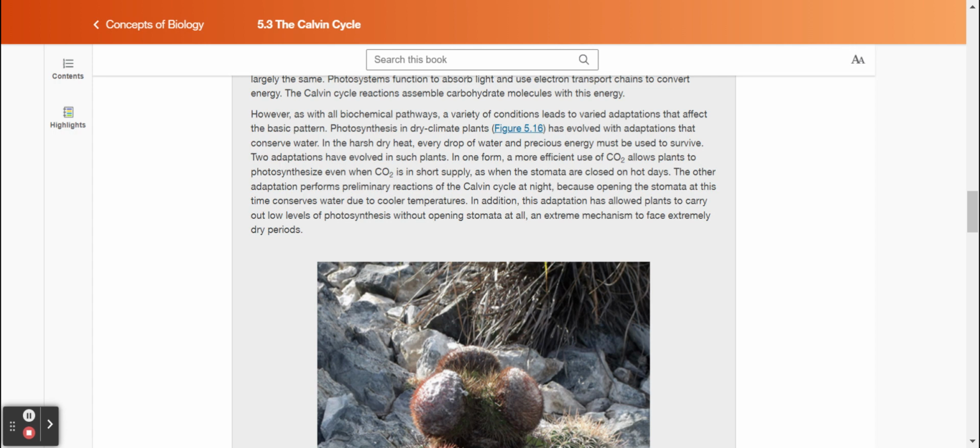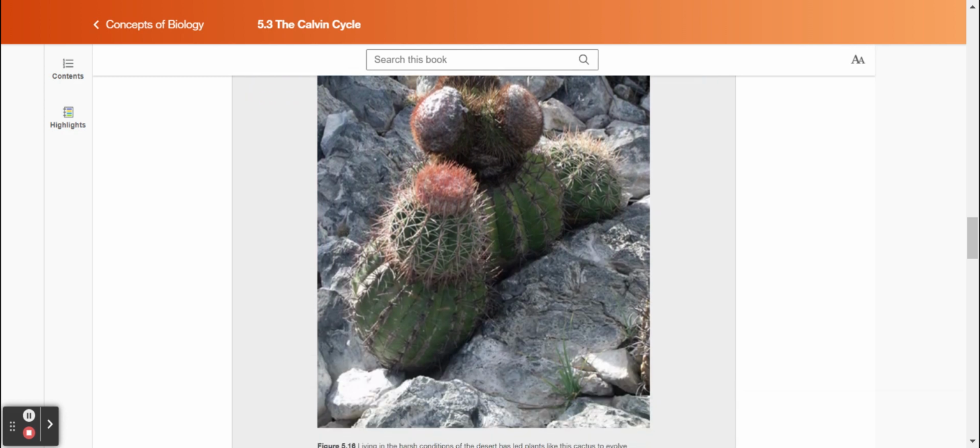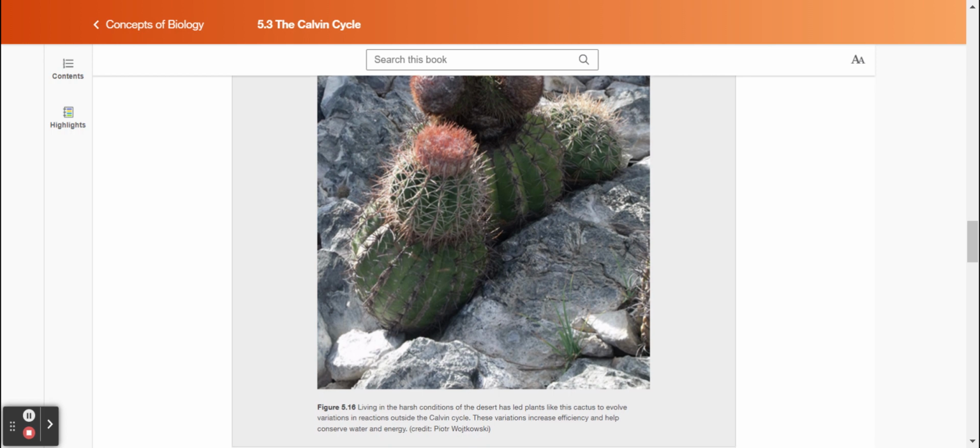The other adaptation performs preliminary reactions of the Calvin cycle at night because opening the stomata at this time conserves water due to cooler temperatures. In addition, this adaptation has allowed plants to carry out low levels of photosynthesis without opening stomata at all, an extreme mechanism to face extremely dry periods. Figure 5.16. Living in the harsh conditions of the desert has led plants like this cactus to evolve variations in reactions outside the Calvin cycle. These variations increase efficiency and help conserve water and energy.